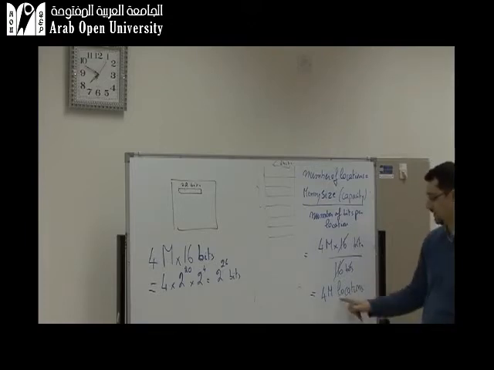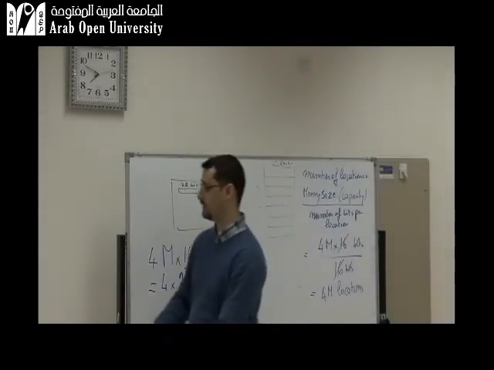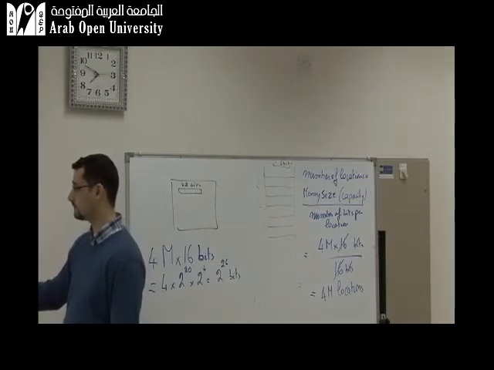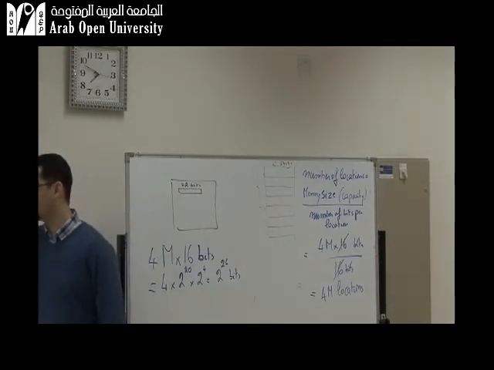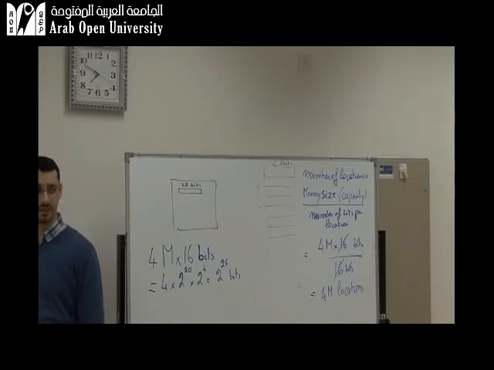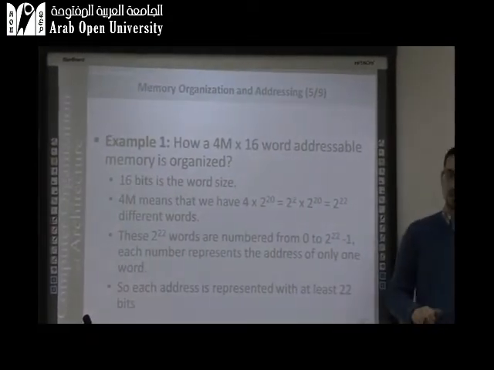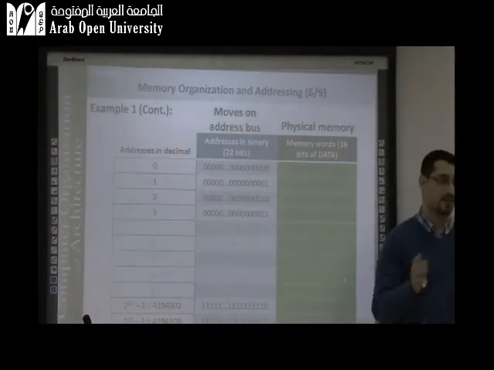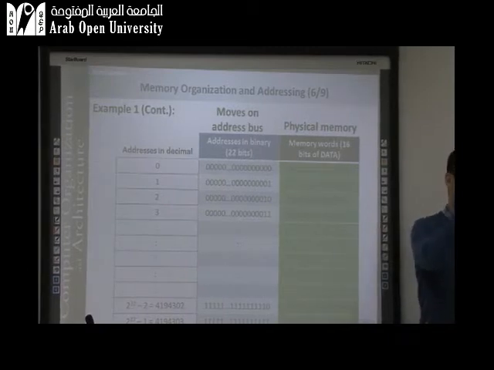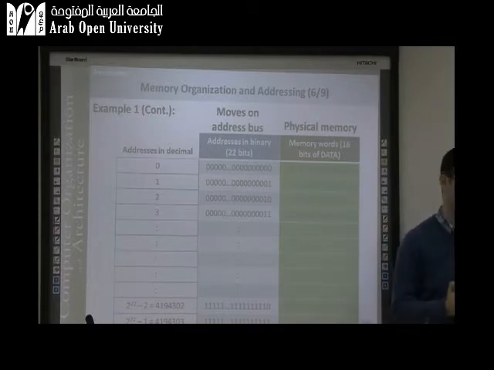Okay, I repeat, locations or addresses, both are correct. So since we have 4 meg, 4 meg is equal to 4 times 2 power 20, that is 2 power 22, since meg is 2 power 20, and 4 is 2 power 2. So this takes us now to how many address bits, out of how many addresses I have, and how many bits I need to address one location.